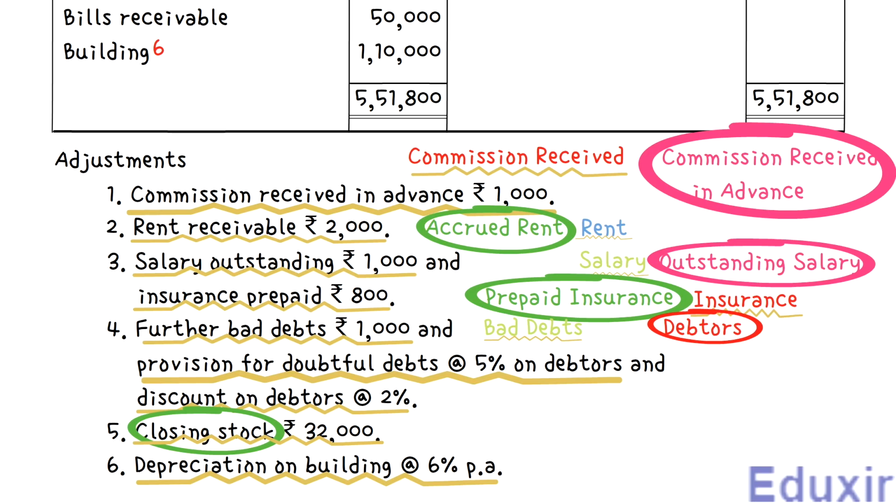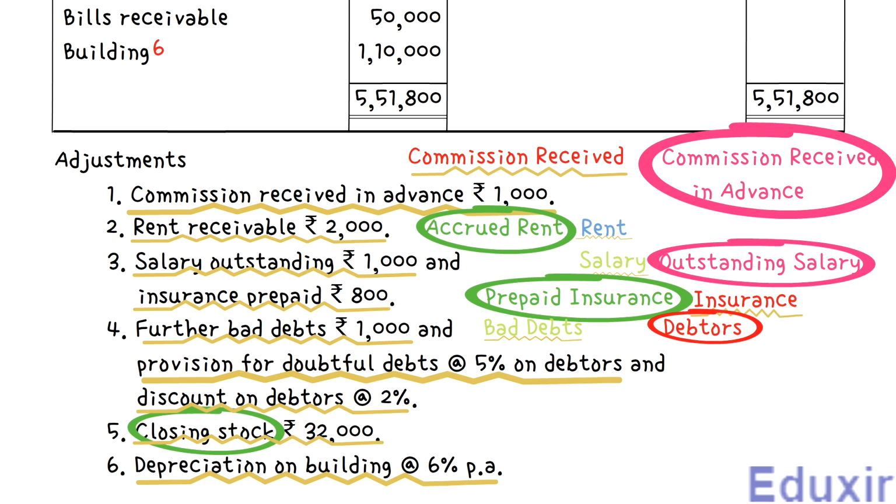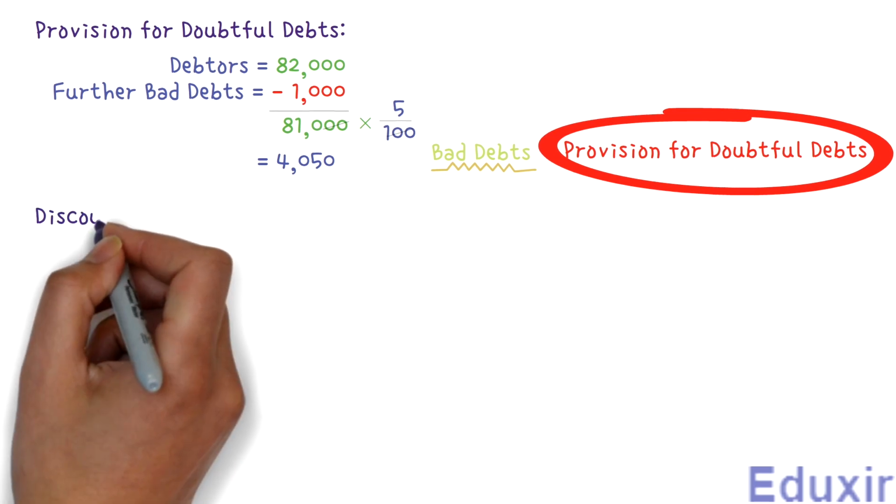So it is given that the adjustment related to the discount on debtors is 2%. So let's calculate the discount on debtors. Before proceeding with the calculation, there is one thing that we should be aware of. The discount is provided only for those debtors who are likely to pay the business back. That means that we should exclude the bad debts and provision for doubtful debts before calculating the discount on debtors. With this information at our disposal, let us now proceed to calculate the discount on the debtors. Let us first write the heading as discount on debtors.